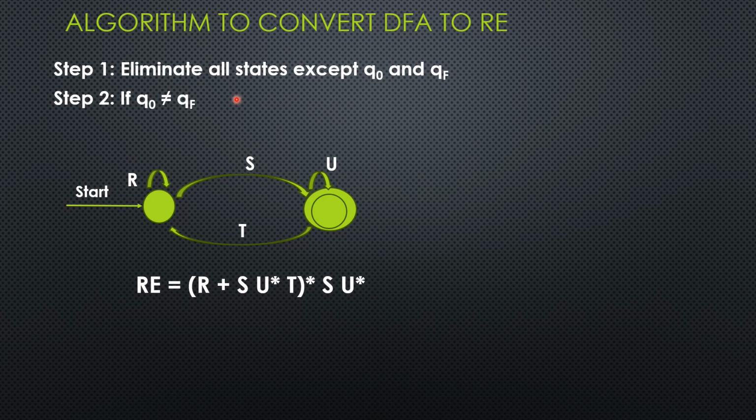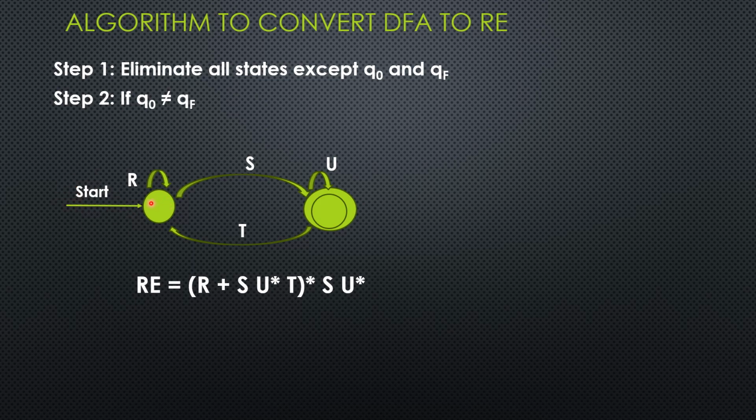So the first step is we need to eliminate all the states except the starting state and the final state. Usually the start state is represented using Q0 and the final state is represented using QF. Step 2 is, now we only have two states, Q0 and QF. If both the states are different, which means Q0 is not equal to QF, it means that I have a start state Q0, I have a final state QF, and the start state is represented using an inward arrow towards the start state with the start label.